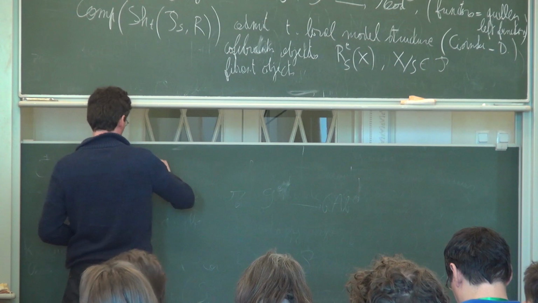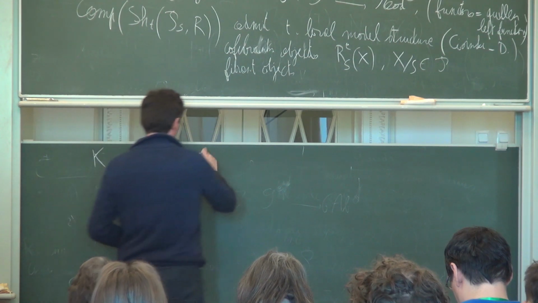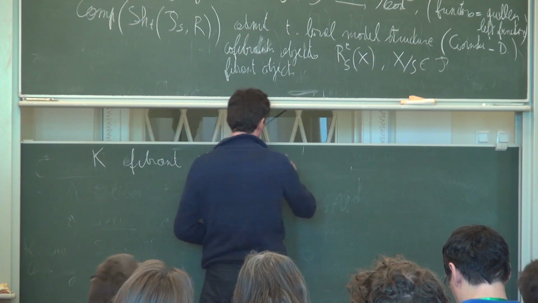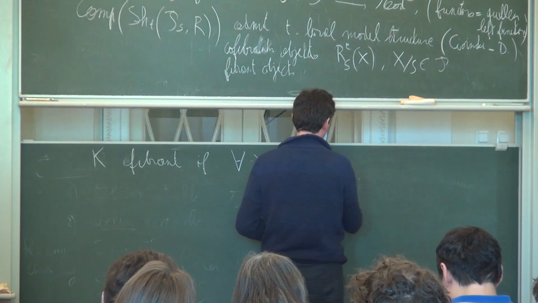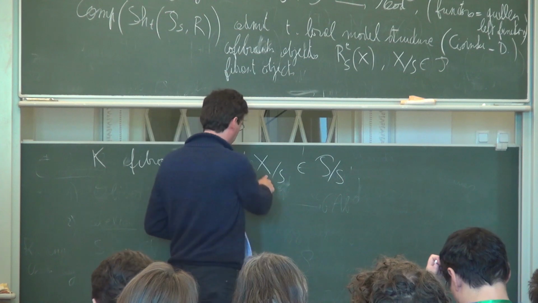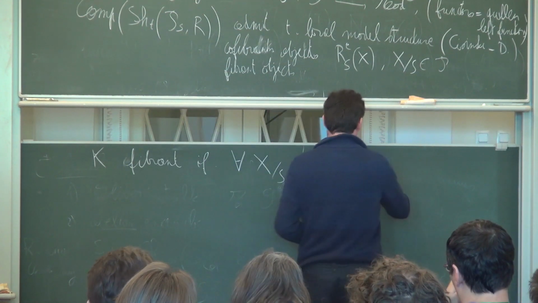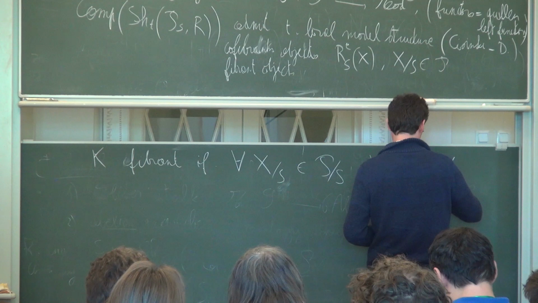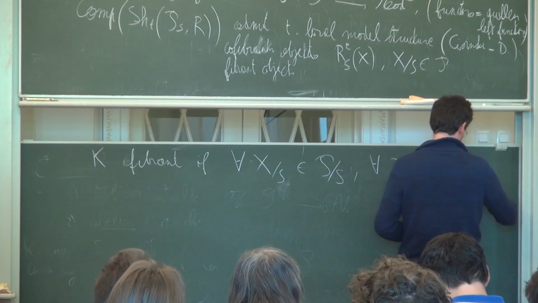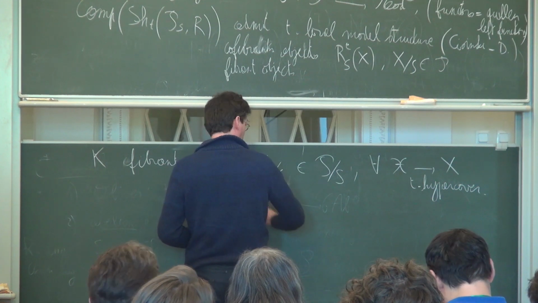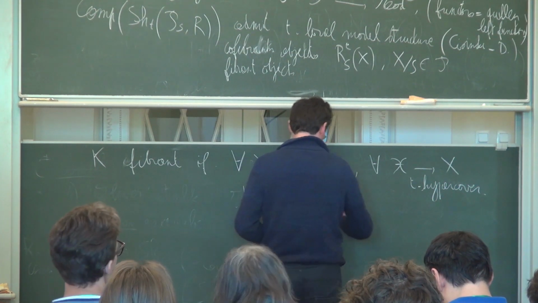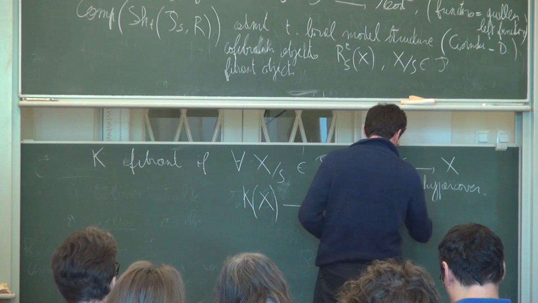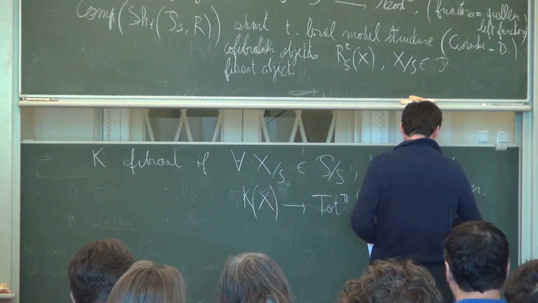A complex K is fibrant, so a complex of sheaves is fibrant if, say, for all X, S in P over S, so the structural map of X over S is in P, for all T hypercover, you ask that the map from K of X to the total complex for product of K of a simplicial sheaf X is a quasi-isomorphism.